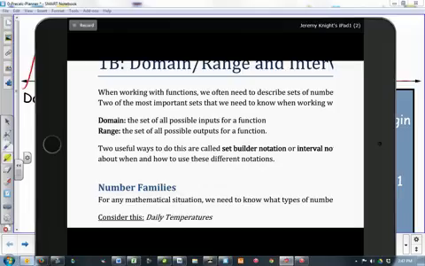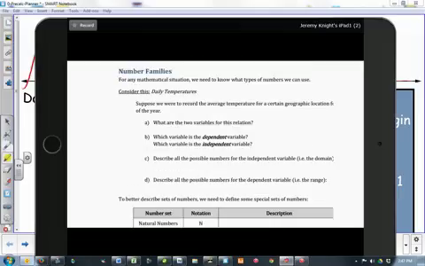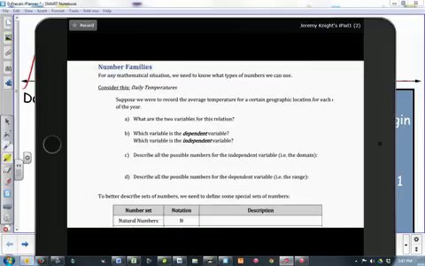Let's focus on domain and range now. Range is the set of all the outputs, all the things that can come out of a function. When we have a function, we can't always get any number out. Sometimes we can only get certain numbers out of the function. And likewise, sometimes we can only put certain numbers into a function. So we're going to start off talking about some number families here. Let's get a little situation to give us some perspective.